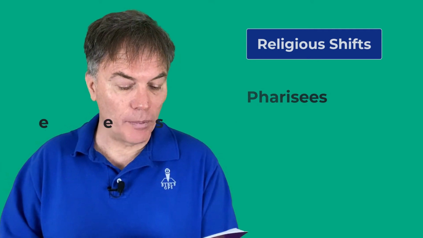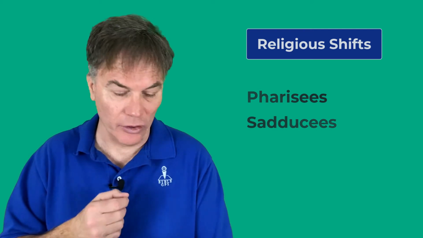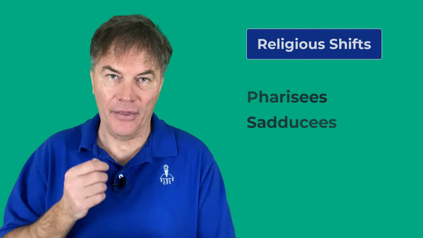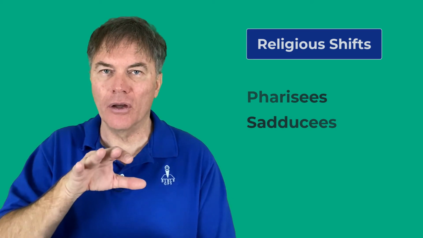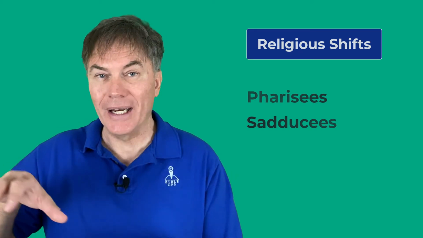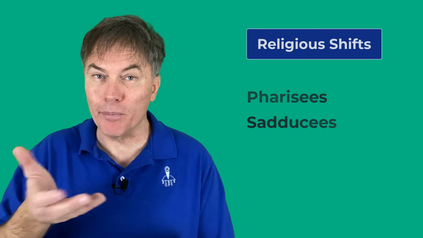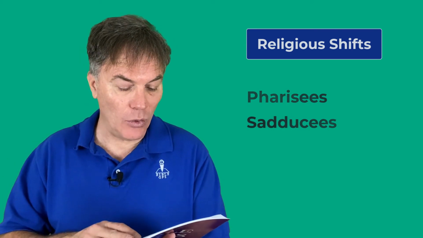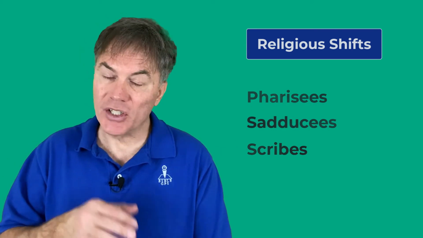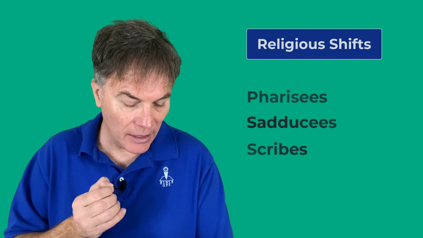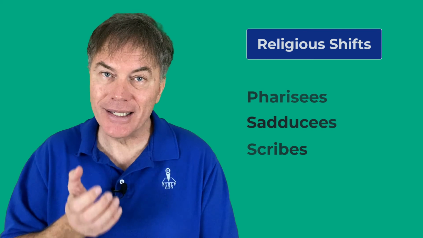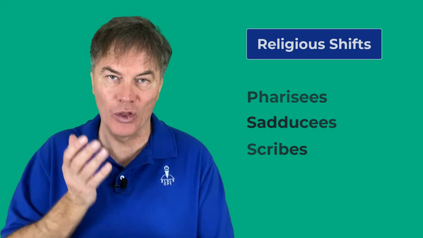Then the second group is the Sadducees. They were a smaller group than the Pharisees, and they were politically more active. They were in favor of the rule of the Roman Empire because they believed they brought peace to the world. Then you have the scribes, but strictly speaking, the scribes were not a party, but a group of laymen who loved to study the law.